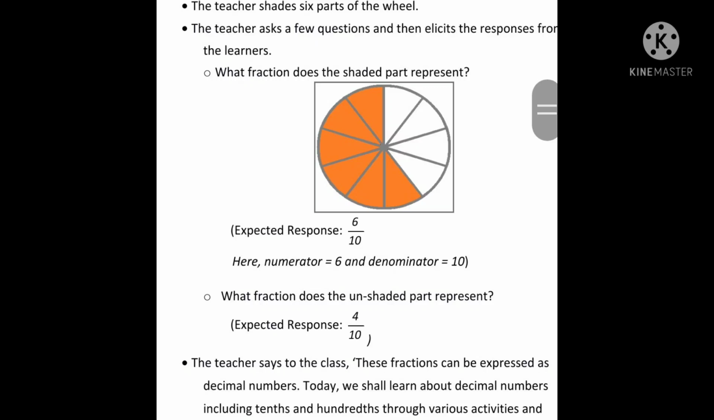Question number 1. What fraction does the shaded part represent? Expected response of the students would be 6 upon 10. Here numerator is equal to 6 and denominator is equal to 10. Question number 2 that the teacher asks would be, what fraction does the unshaded part represent? Expected response would be 4 upon 10.